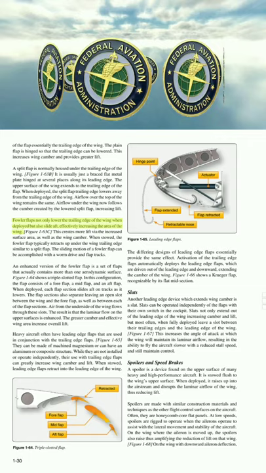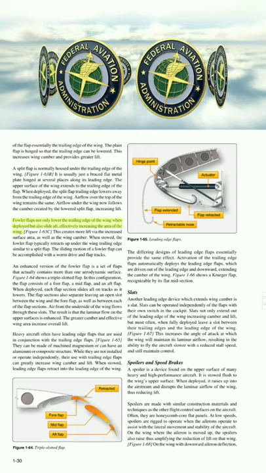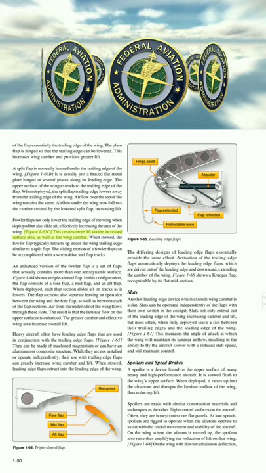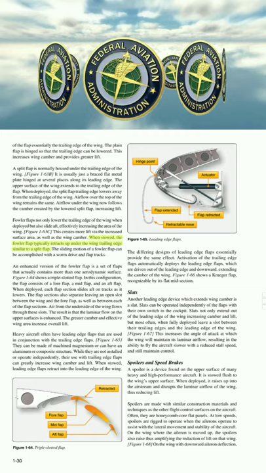Fowler flaps not only lower the trailing edge of the wing when deployed, but also slide aft, effectively increasing the area of the wing. Figure 163C, this creates more lift via the increased surface area, as well as the wing camber. When stowed, the Fowler flap typically retracts up under the wing trailing edge similar to a split flap. The sliding motion of a Fowler flap can be accomplished with a worm drive and flap tracks.